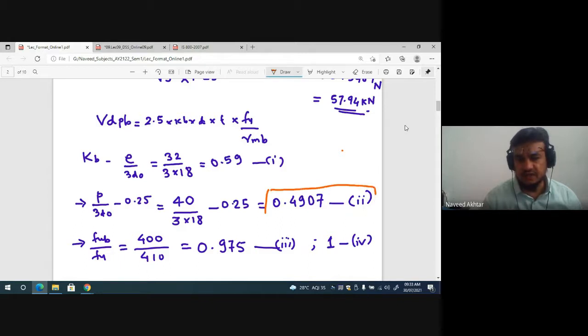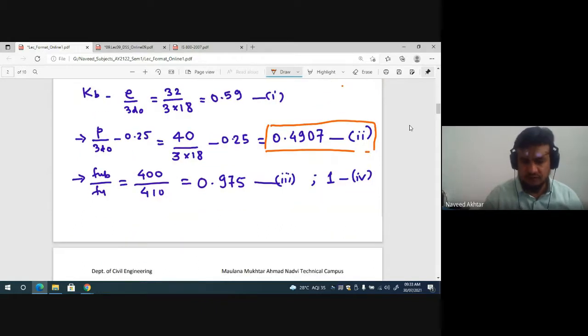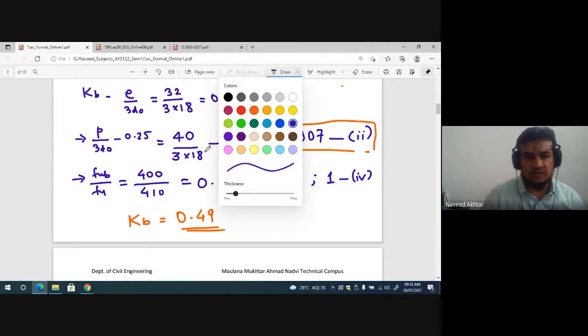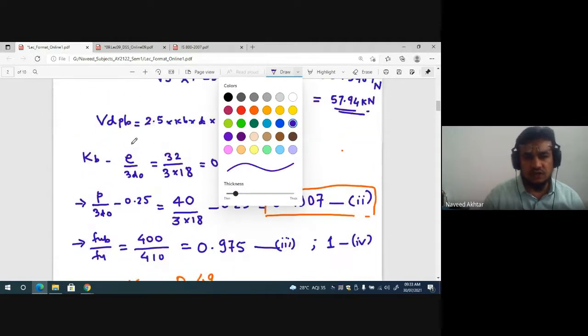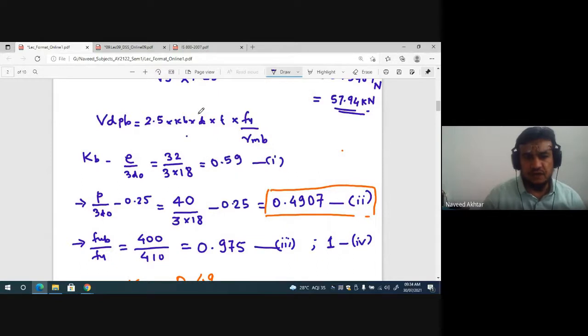So I will take this value as kV. So our kV will now be fixed. The kV will be 0.49. Okay, you can take 0.49 or 0.4907, whatever. So this kV value is fixed. Now all other values in the formula you know: d you know, t you know, f you know, gamma you know.